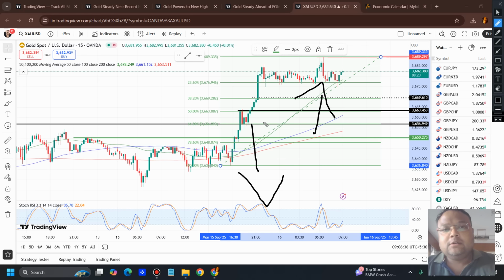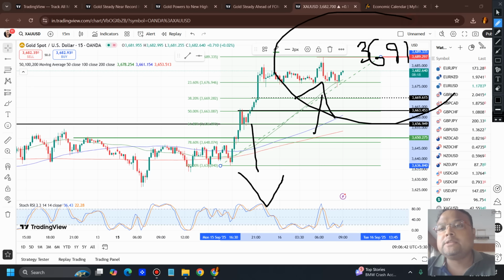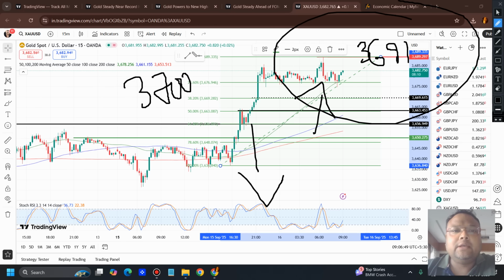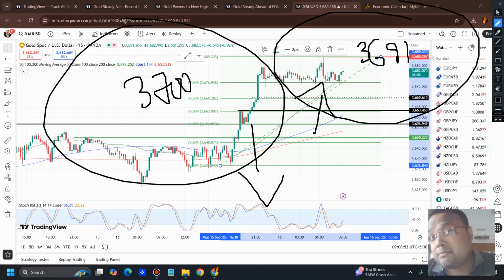So if market goes up, then you can look for a buy above 3691, means buy at breakout. But 3691 is a dangerous zone because immediately market will face resistance around 3700, a round number psychological support or resistance. So if you are planning to buy above 3691, go for a buy, but do not go for big lot sizes because there is a possibility that after 40-50 pips market may come down.